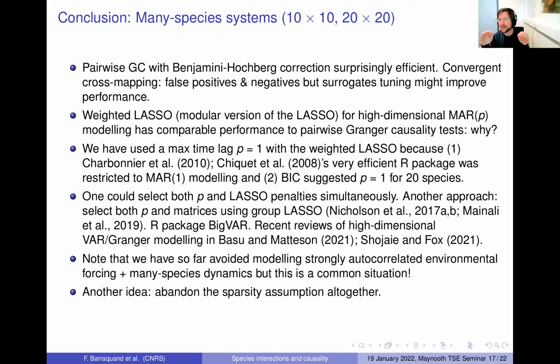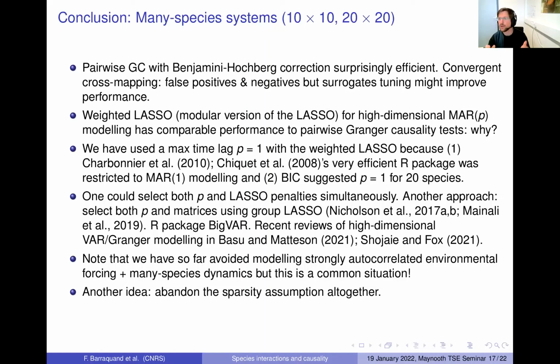So far, of course, we avoided mixing strongly autocorrelated environmental forcing and many species with nonlinear dynamics, because we don't know how to do that yet. But obviously, that's one nice thing to tackle in the future, because there's no reason why in real life this would not happen.